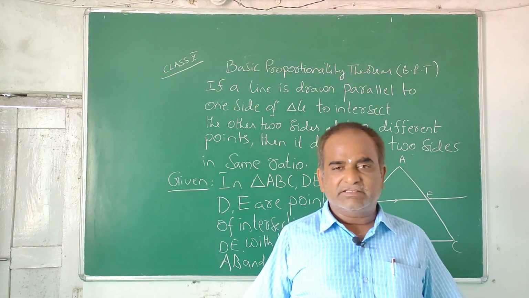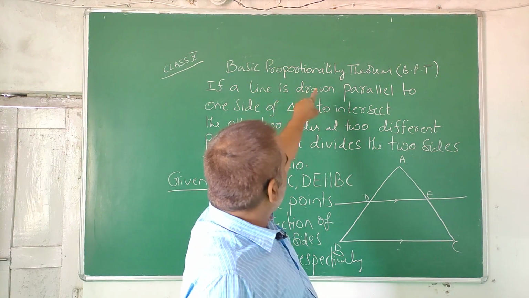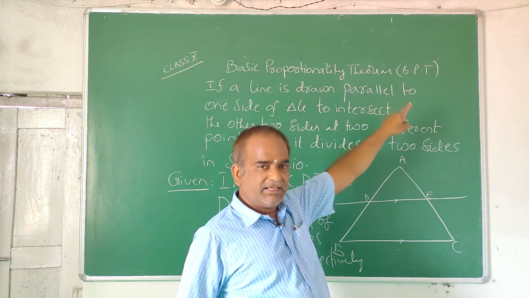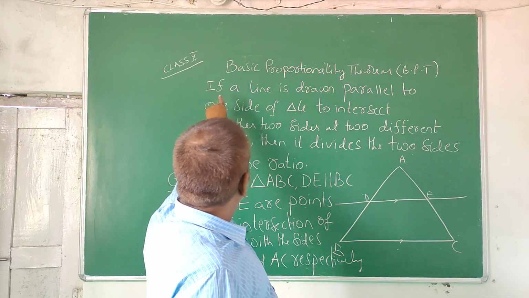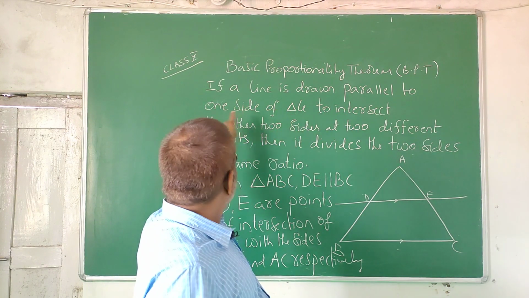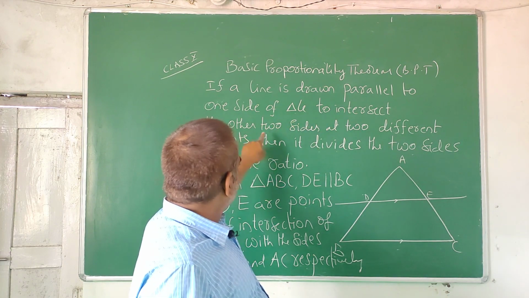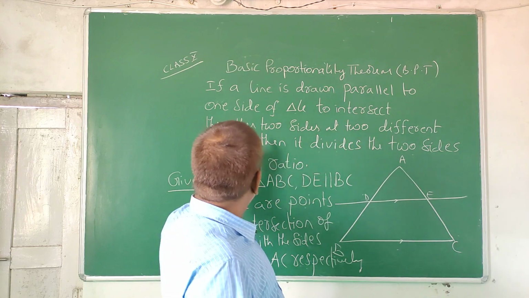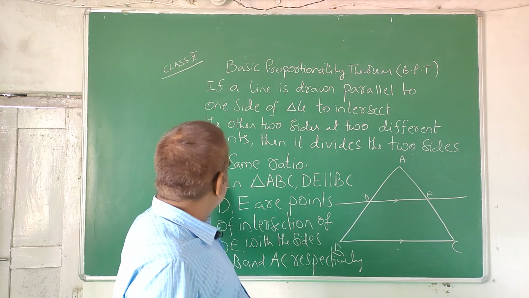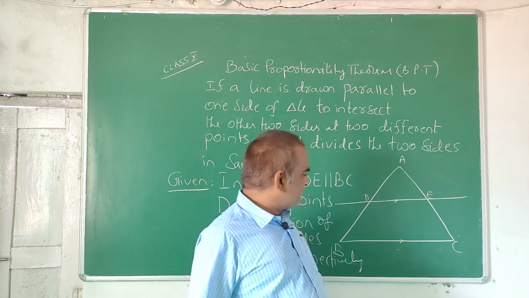So dear students, today we are going to discuss the basic proportionality theorem, abbreviated as BPT. The statement is, if a line is drawn parallel to one side of a triangle to intersect the other two sides at two different points, then it divides the two sides in the same ratio. This is the statement of BPT.